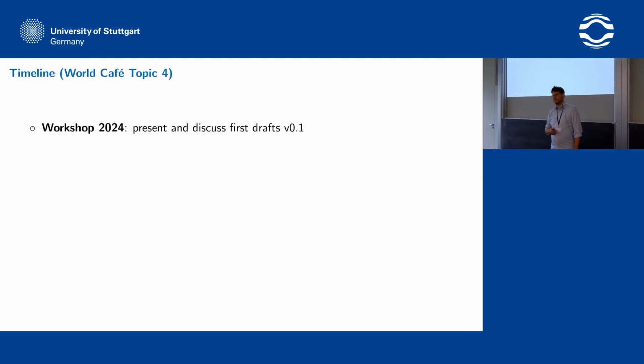Okay, and what is the timeline? So today we are at the workshop 24. The idea, what we also promised in the proposal, is that we present and discuss the first drafts. This is what we call version 0.1 of these two guidelines. And we want to get your feedback today already to improve them and to learn what is missing.